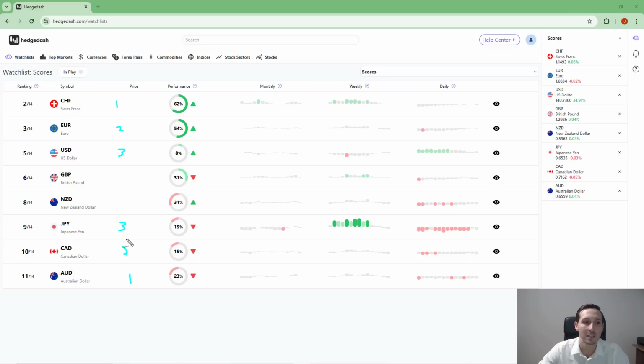It's a pretty clear-cut setup. We've also got an interest rate decision out of the UK next week, so the pound is off the list anyway, so that works quite well.